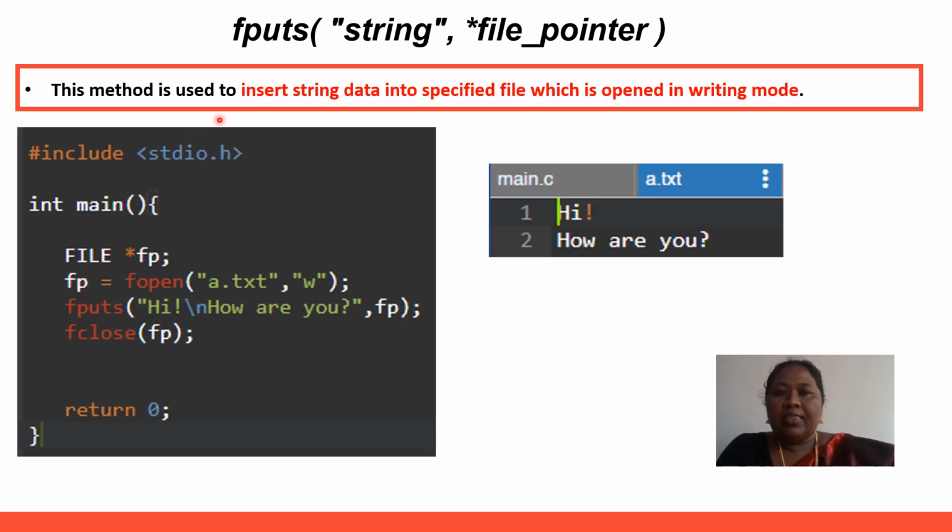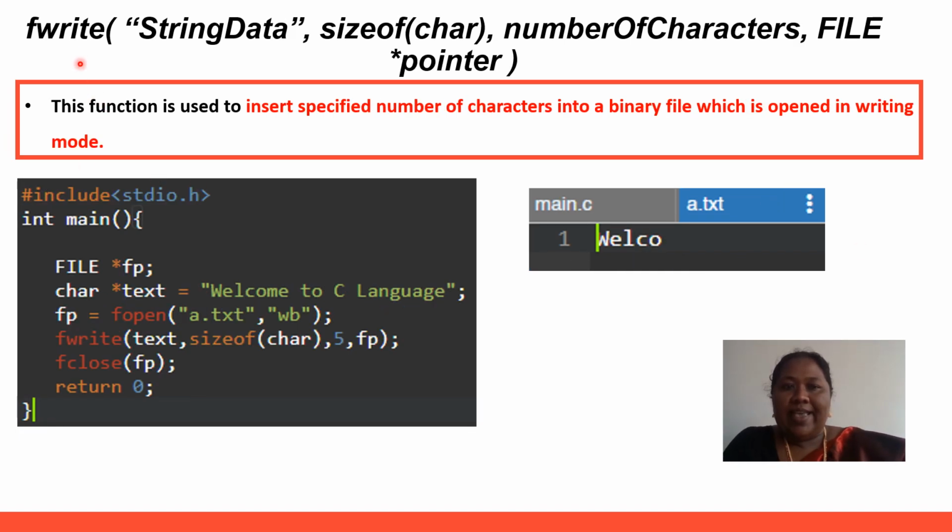So that's the use of the fprintf function. The next function is called fputs. fputs just inserts a string of data into a file which is in write mode. Any string you want to print, the first argument is the string, and the second one is followed by the file pointer. Then the next one is fwrite.